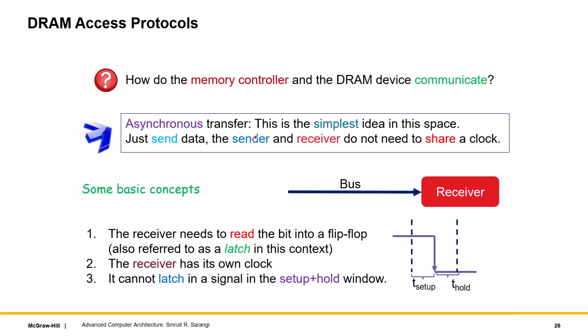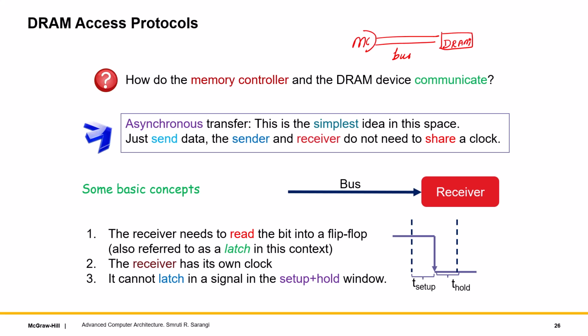So the first question, and that's an important question: how do the memory controller and the DRAM device communicate? You could say that what you do is asynchronous transfer, which means that whenever you have data or an address to send, you place it on the bus, and then the DRAM device pretty much picks it off the bus. Sounds easy, but there are many problems.